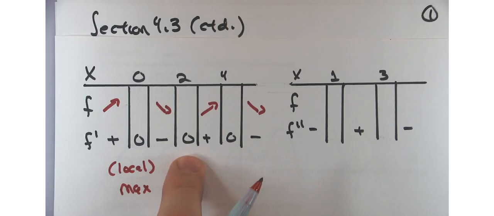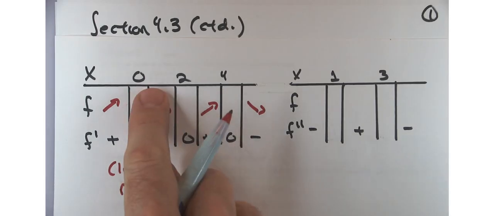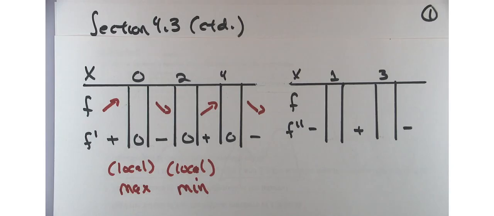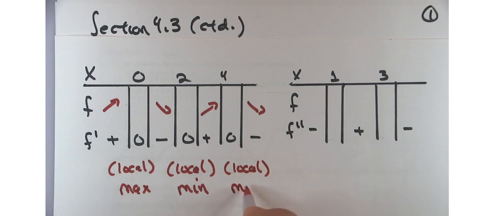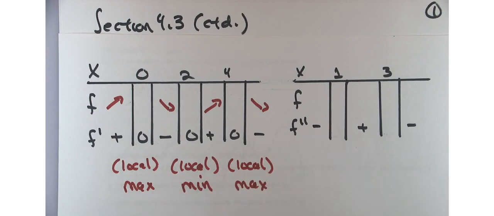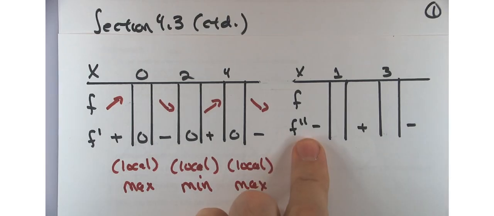How about at 2? Now what do we got? It's decreasing, then starts increasing. Yeah. It's a minimum, could be a local min, could be a global min, we're not sure. And then finally, at 4, we've got another perhaps local maximum. All right, great. Let's move over to the second derivative. What's the second derivative being negative tell us? What's going on there?